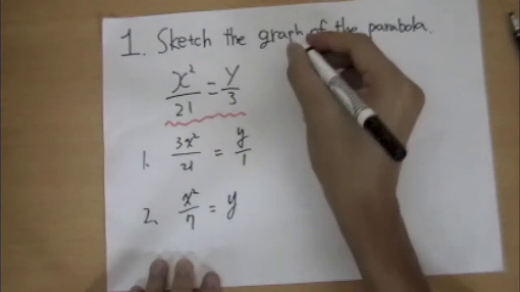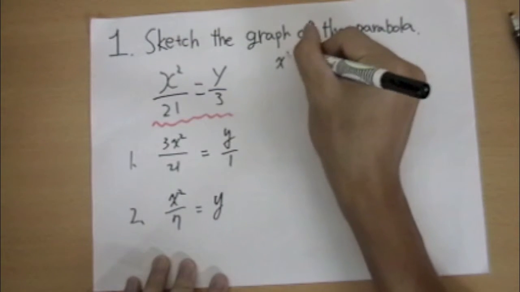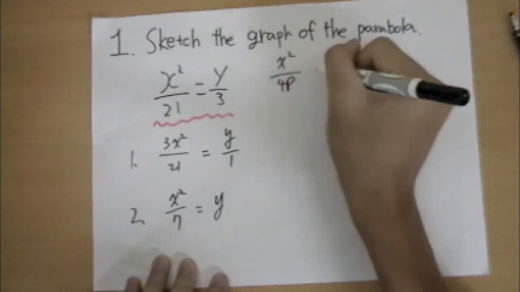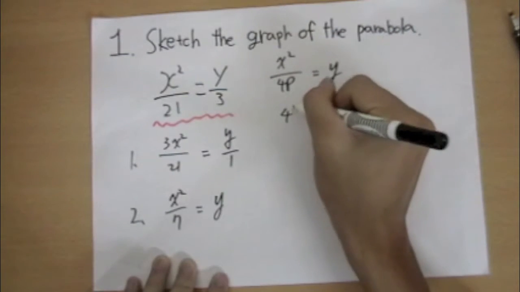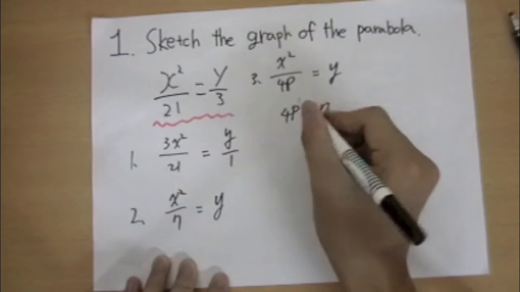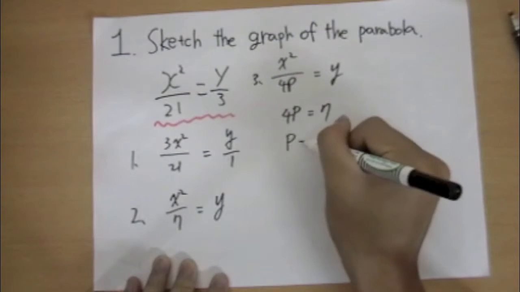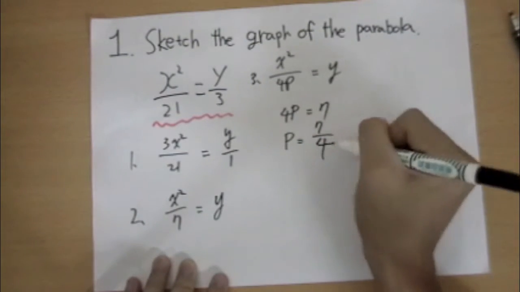We know from the equation x squared over 4p equals y, so we know that 4p equals 7. This is the third step, by the way. After calculation, we know that p equals 7 over 4.